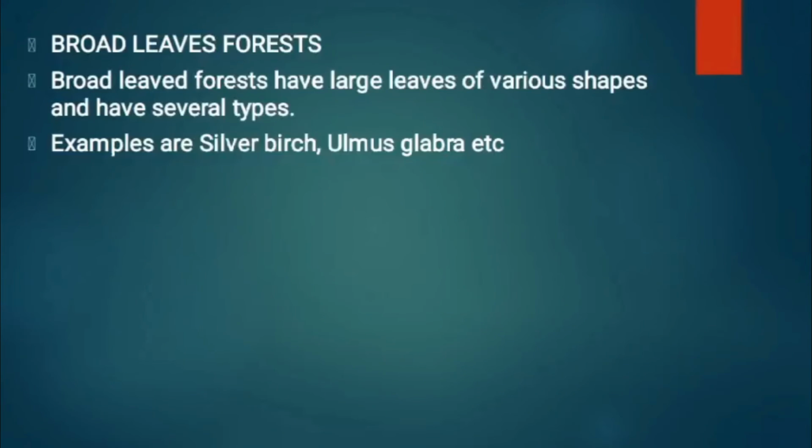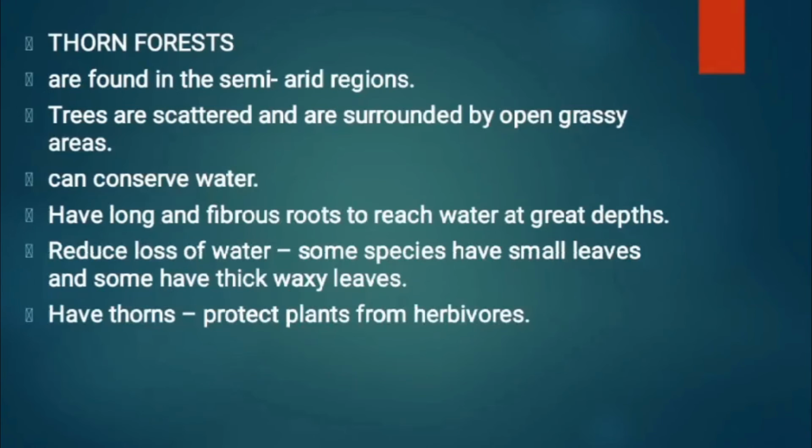Broadleaf forests. Broadleaf forests have large leaves of various shapes and have several types. Examples are silver birch, almost glabra, etc. Thorn forests. Thorn forests are found in the semi-arid regions.